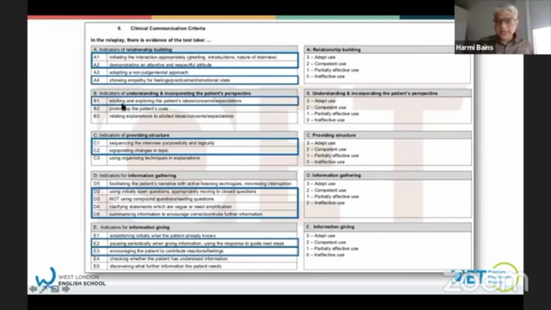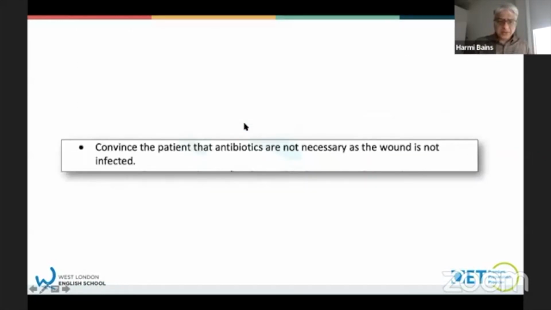In B1, eliciting and exploring the patient's concerns, ideas or concerns. And that's what the speaker was doing. The patient was concerned, the patient wanted stitches, they thought they needed stitches. And like I said, the nurse didn't just dismiss this, but she listened to the patient and they talked about it. So you can see here, exploring the patient's concerns. Again, I've ticked another box.